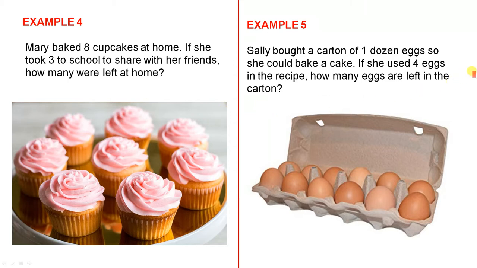Example 5, Sally bought a carton of 1 dozen eggs so she could bake a cake. If she used 4 eggs in the recipe, how many eggs are left in the carton? You can see how these are real world examples and they make a lot of sense, and that's why students can relate to them.